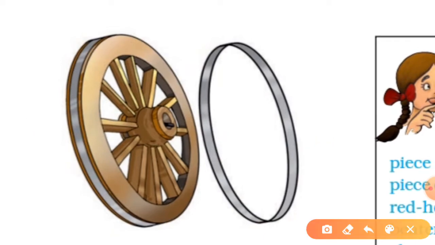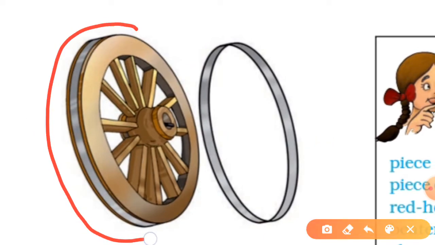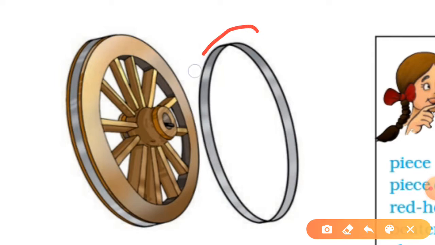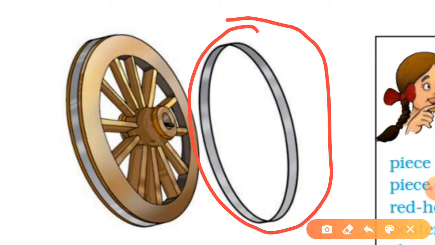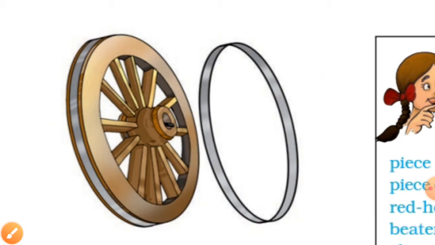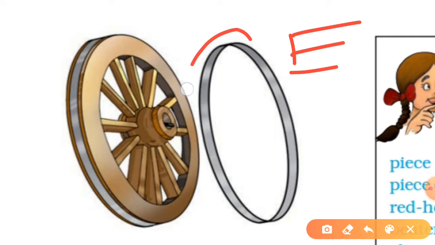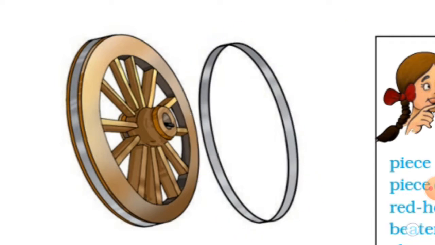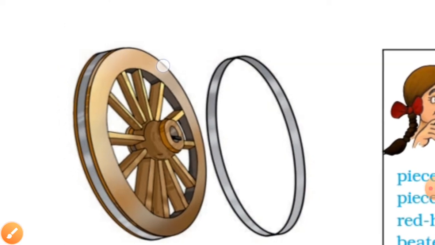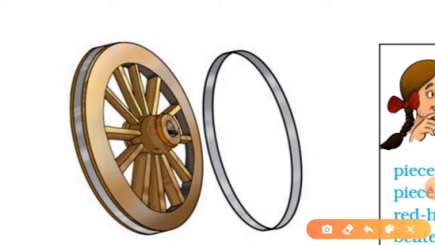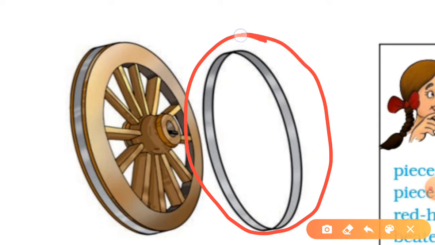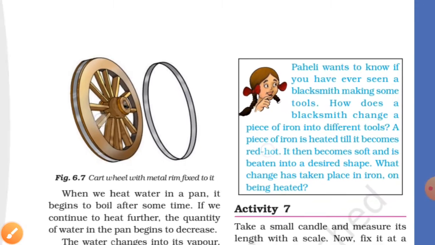See, here you can see a cart wheel. We have to fix this iron rim to this wheel. So first, we will expand it. Expand means its size will be slightly larger, and it can be fitted completely but not tightly, and then we will slightly cool it down, which means contraction, and it will fit tightly.